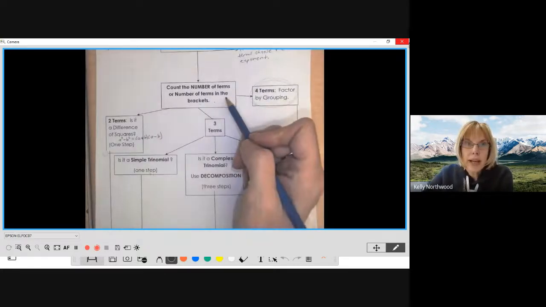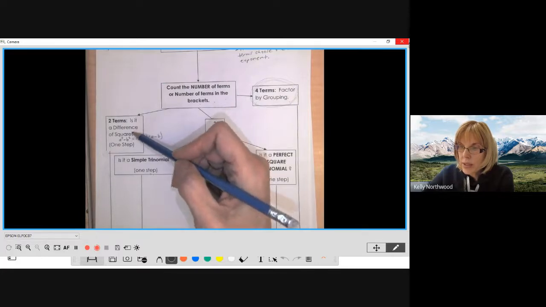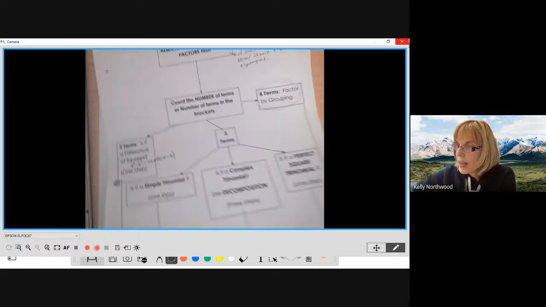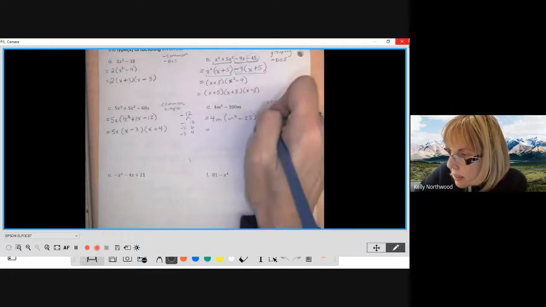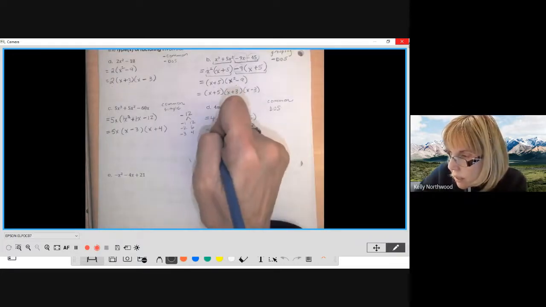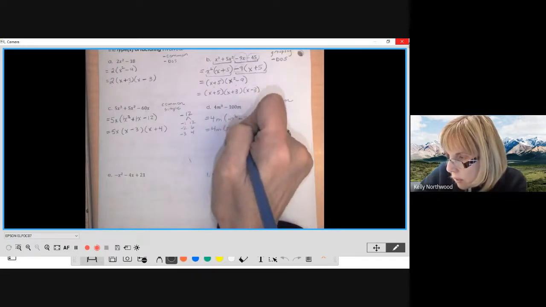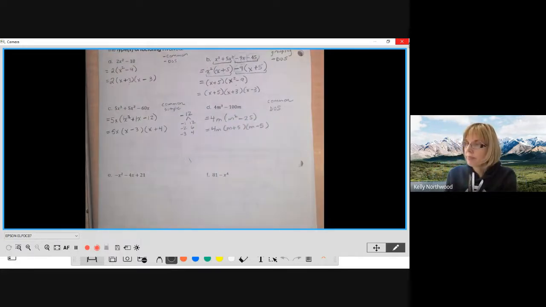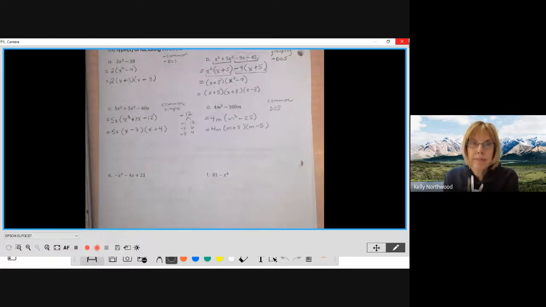Count the terms inside the brackets. There's 2 terms. If there's 2 terms in the brackets, either it's a difference of squares or you're done. You can't factor any further. So you have to ask yourself, is m squared minus 25 a difference of squares? Yes, it is. So it can be factored to give m plus 5 times m minus 5. And then none of the terms have an m squared in them anymore. So we're done.